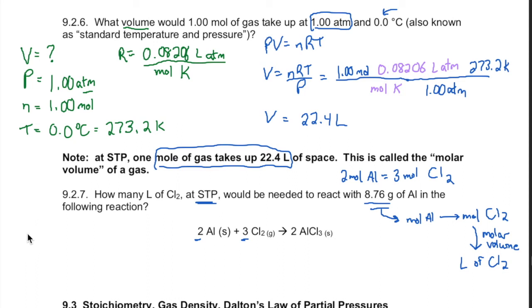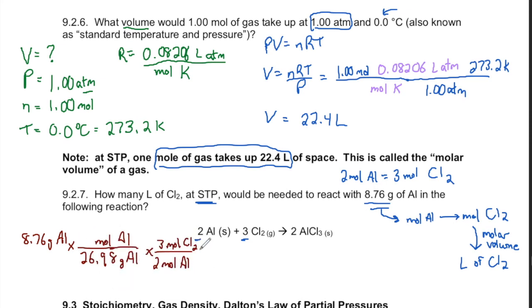So let's go ahead and do that. We have 8.76 grams of aluminum. If we look up the molar mass, aluminum is 26.98 grams per mole. And then 2 moles of aluminum react with 3 moles of chlorine. And if we're at standard temperature and pressure, 1 mole of chlorine should be 22.4 liters of chlorine. And that comes out to be 10.9 liters of chlorine is what you would need for that reaction.